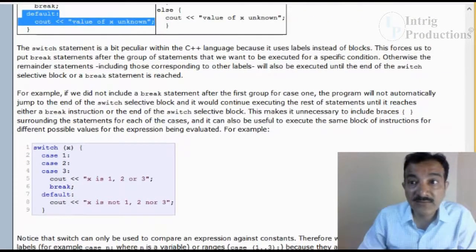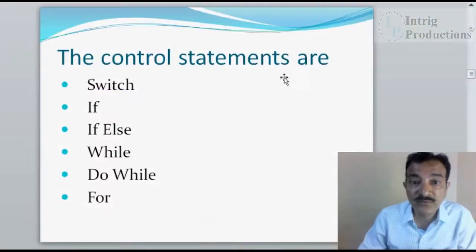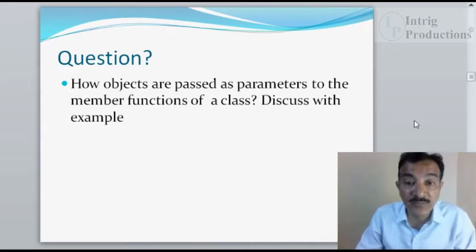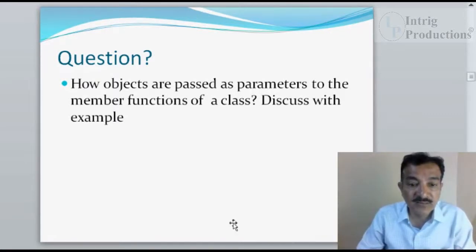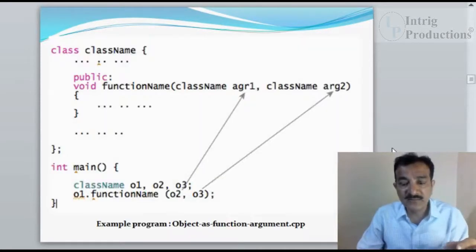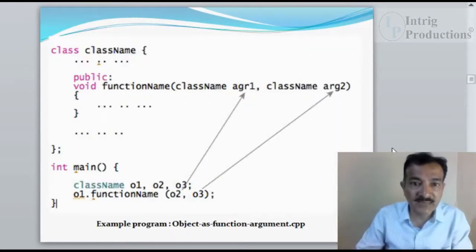So that's in the control statements. The next one is how objects are passed as parameters to the member function of a class. Discuss with example. So here in the next program, how objects are passed as parameters. I'll give you one beautiful first illustration, like how exactly it happens.